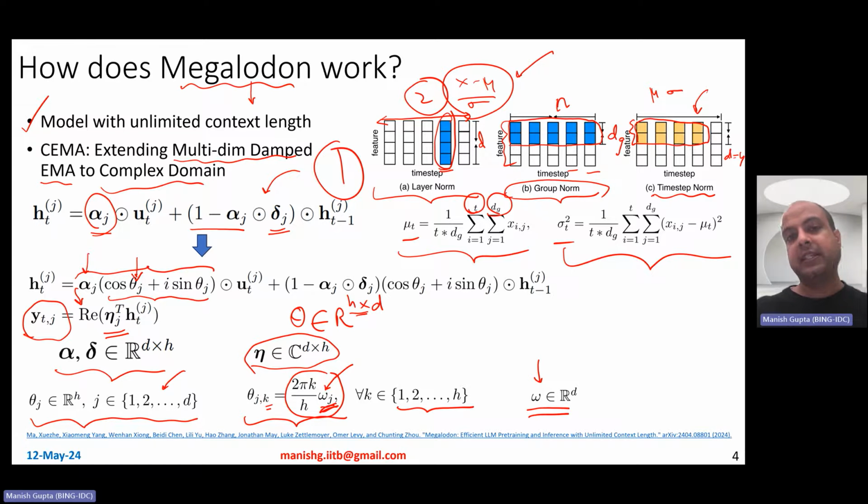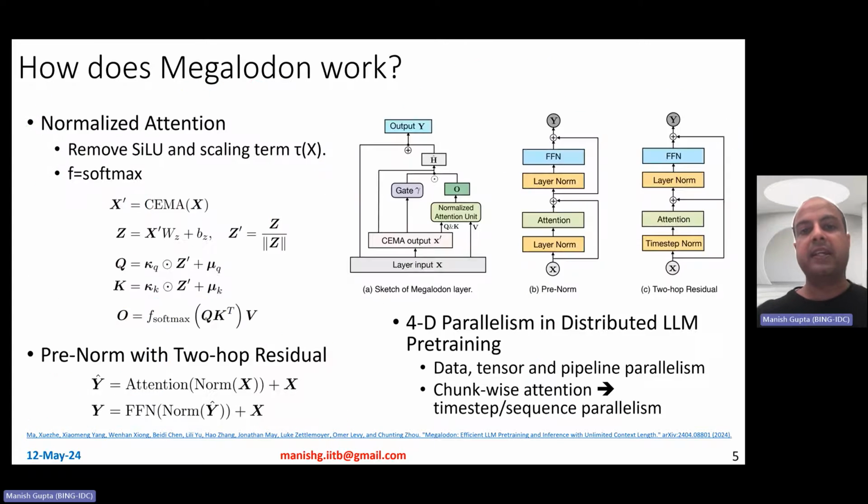So two interesting changes on top of Mega. One is extending EMA to the complex domain, and the second is time step normalization. The third change that they do is normalized attention, and the fourth change is prenorm. So normalized attention, let's talk about this. Unlike the Mega model, the Megalodon model has the CEMA output rather than EMA. Now you notice here there's CEMA, right? However, there are a few changes here.